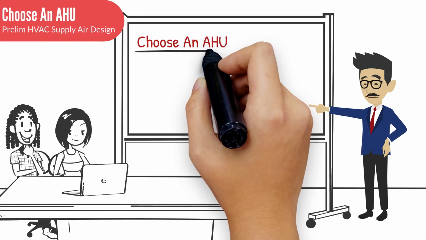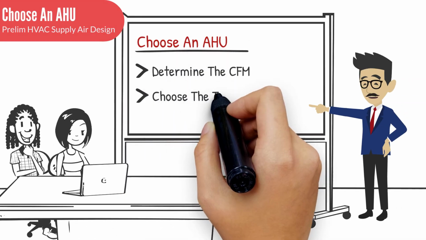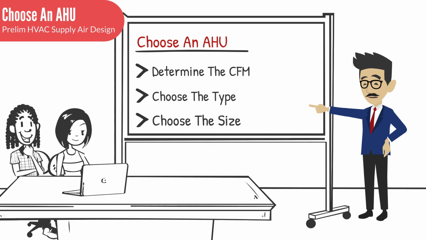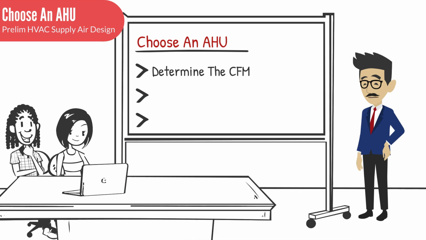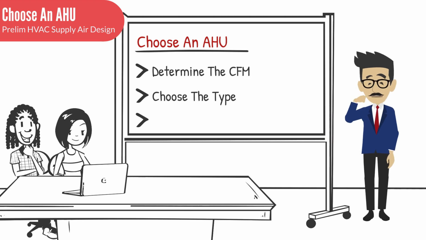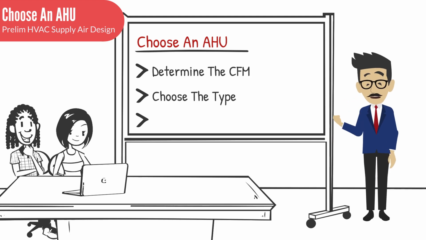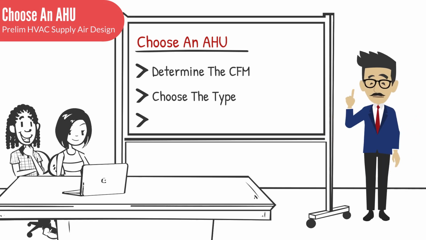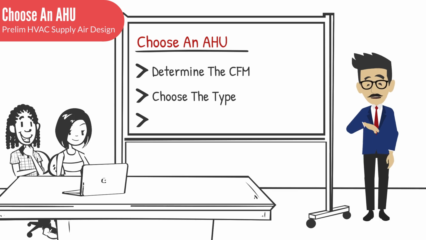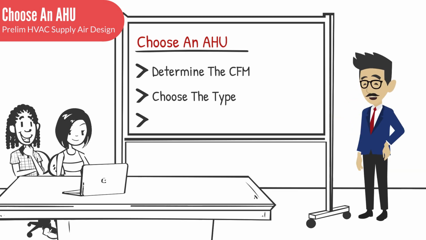Okay. Let's take a look at how we will choose the air handler unit, the AHU, for our project. In this project, we will first use the information provided in the design spec to find the CFM, that's cubic feet per minute of air that needs to flow. Next, we'll have to choose which type of air handler to use. Revit has a lot of options, but we will choose a simple one for this project. Finally, we'll choose the size for the AHU.